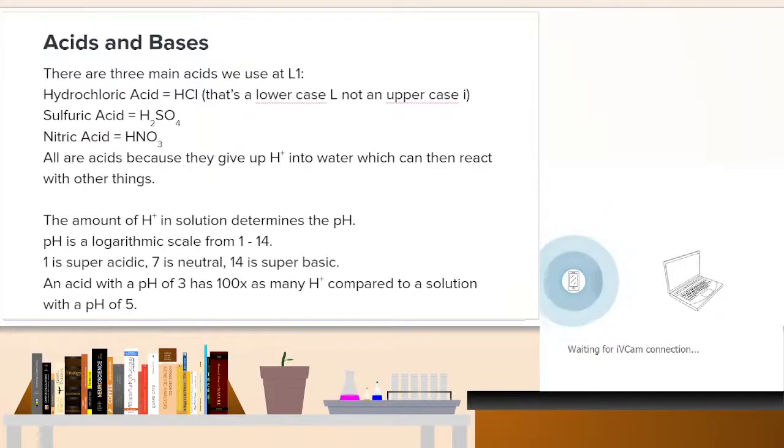The amount of those H pluses will determine the pH, right? So more H pluses is a lower pH and a stronger acid. Now pH is a logarithmic scale, which means that a pH of 3 has 100 times as many H plus in there compared to a pH of 5, right? Just like the Richter scale for earthquakes. You probably already remember this, but if you don't, pH of 1, super acidic. pH of 14, super basic. pH of 7, neutral. Cool.